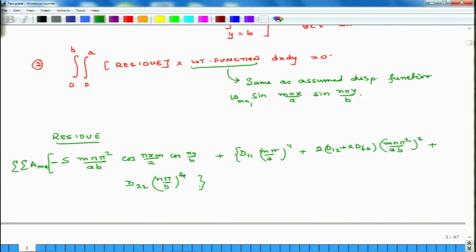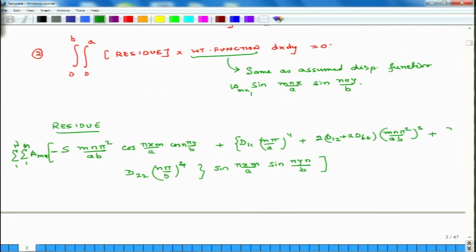and this entire thing in parenthesis, curly brackets, is being multiplied by sine(pi x m over a) sine(pi y n over b). I forgot an n here, so I am going to put it back there. This entire thing is multiplied by a_mn and summed from 0 to capital M and 1 to capital N. So, this is my residue.